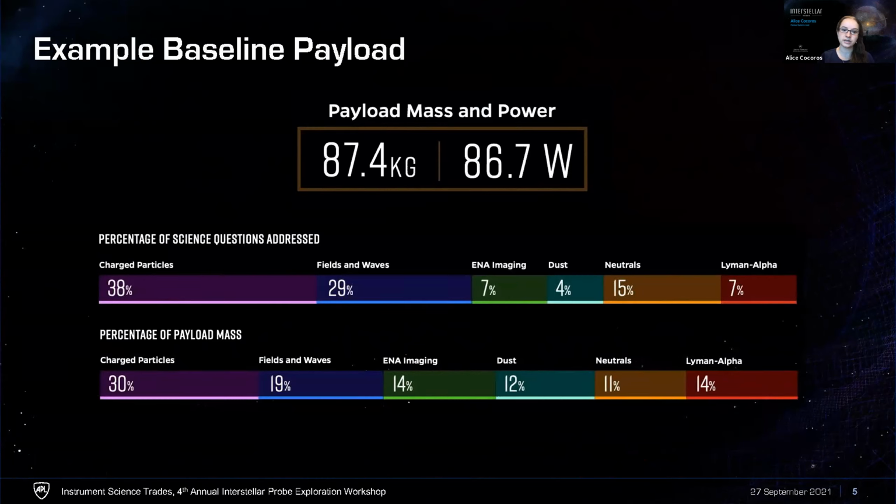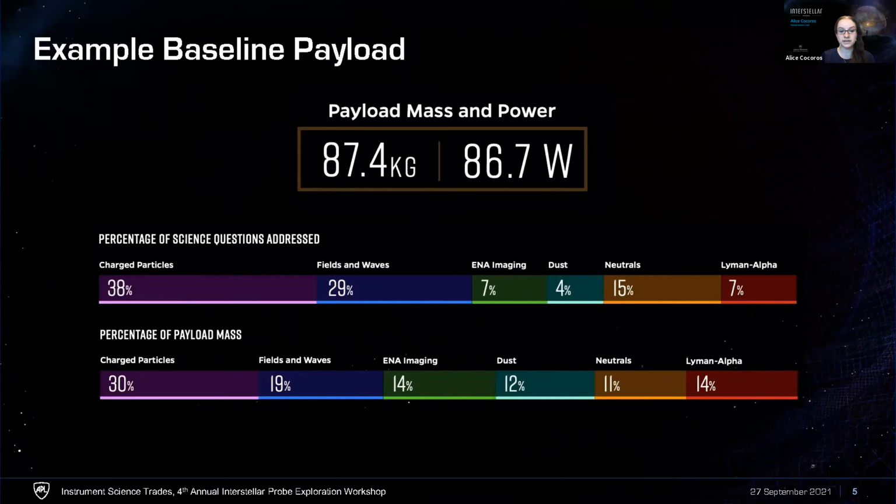So the top bar covers the percentage of science questions addressed, where we went through and counted how many different measurement objectives are addressed by each type of instrument. So you can see for a heliophysics focused payload, it is appropriately almost 40% covered by charged particle measurements, 30% fields and waves, and then you have the complementary measurements coming from ENA imaging, dust, neutrals, and the Lyman alpha.